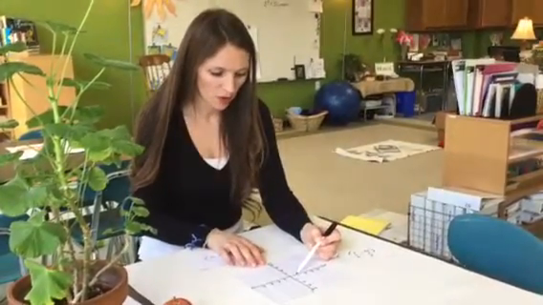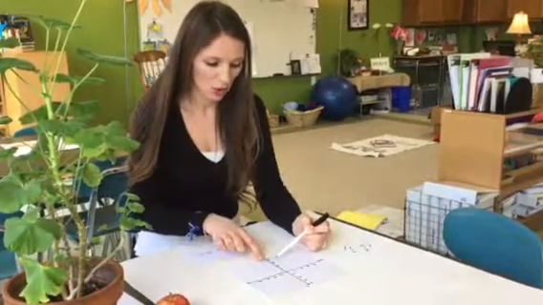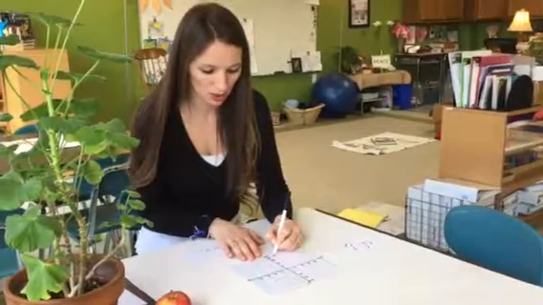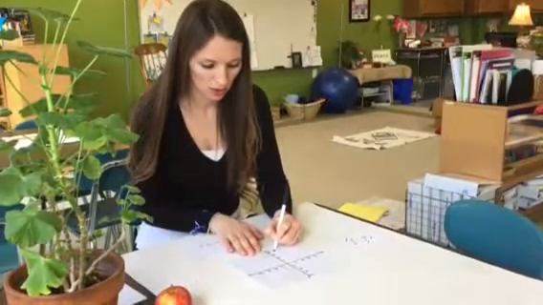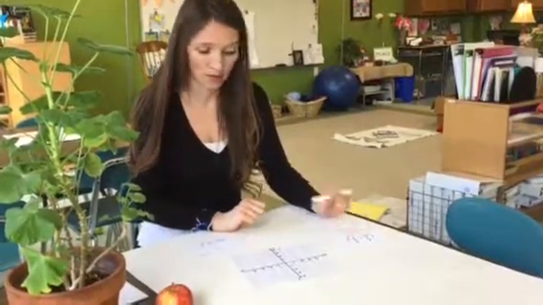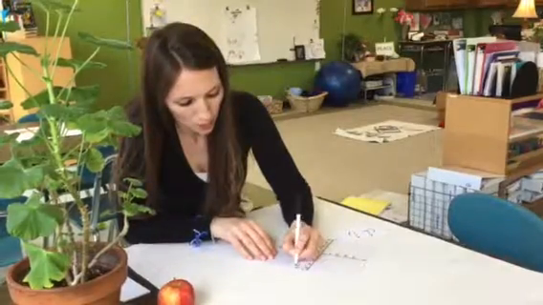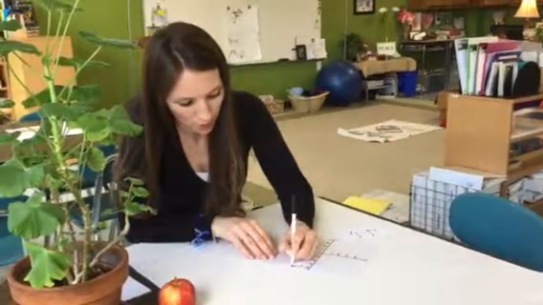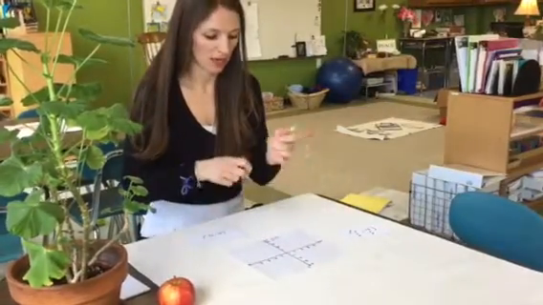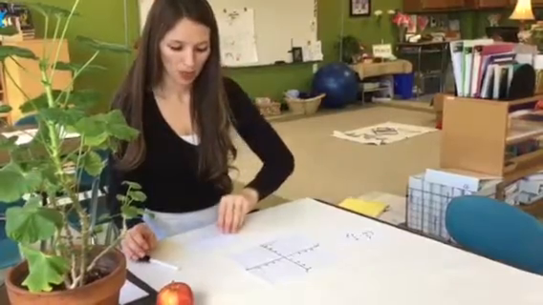So if we started moving up from the x-axis and over from the y-axis, we would end up right here. And that represents 1, 4. We could even label that point 1, 4, just so we can ensure that we've identified it properly. Now we're going to move on to a different point.